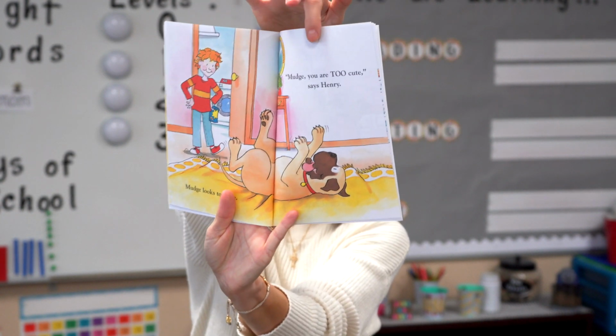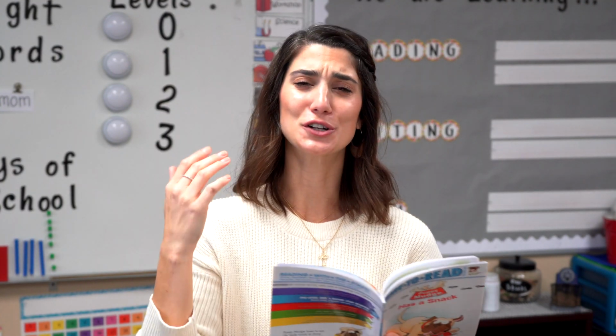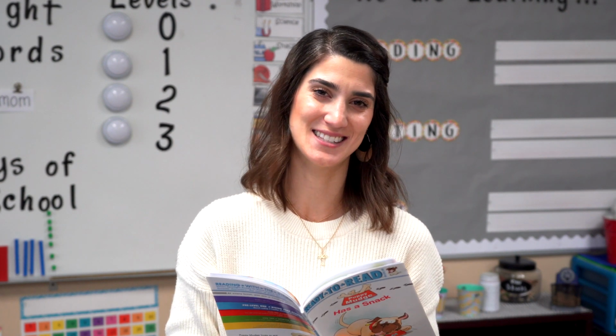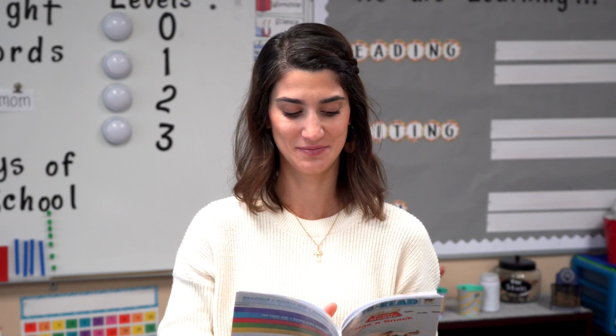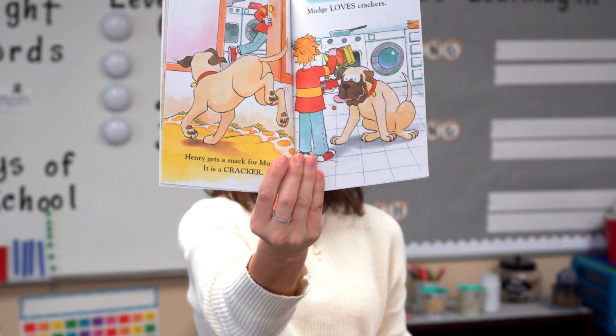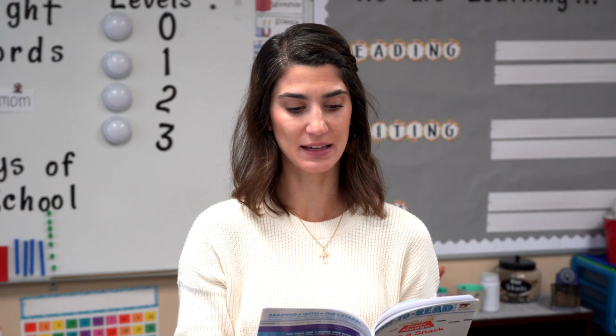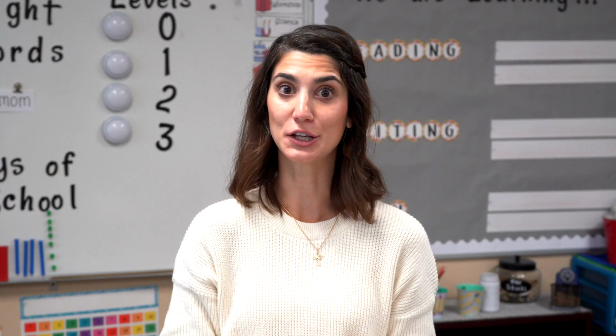Oh, there's more dialogue on this page. I'm going to read it again. "Mudge, you are too cute," says Henry. Henry gets a snack for Mudge. It is a cracker. Mudge loves crackers. Now Henry has a snack and Mudge has a snack, and all Mudge had to do was be cute.